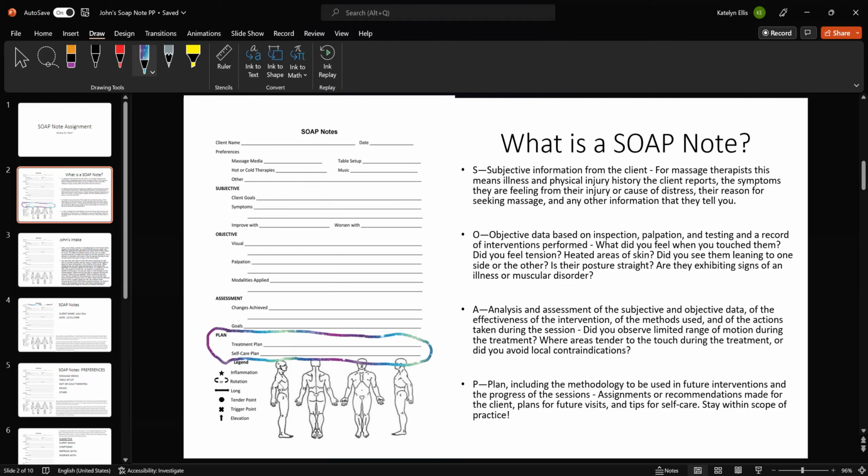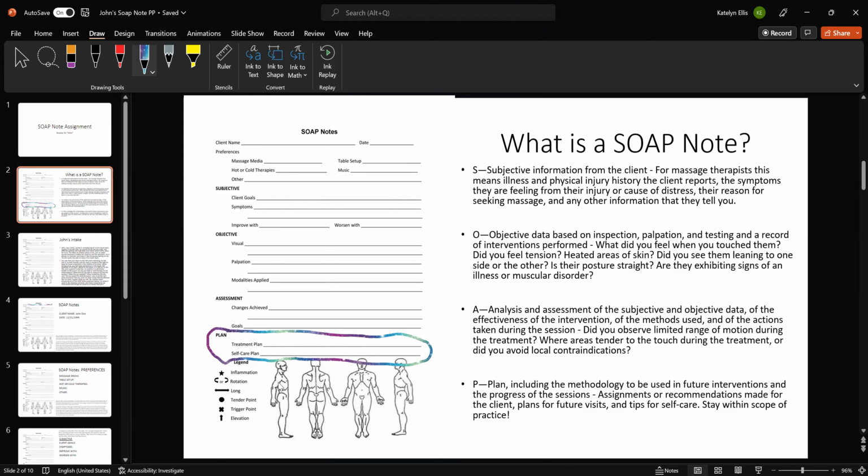Now, you need to stay within your scope of practice for the self-care plan. Obviously, you can't prescribe medication. You can't say, hey, you should be taking ibuprofen every day because you're so inflamed. No, you also cannot prescribe stretching and exercise. You can stretch them on the table. You can show them a stretch that you find effective in the office.